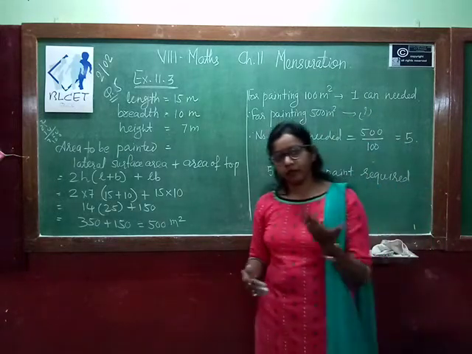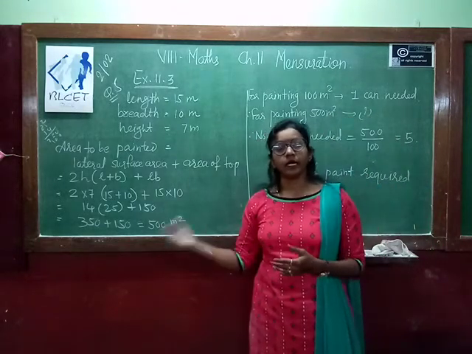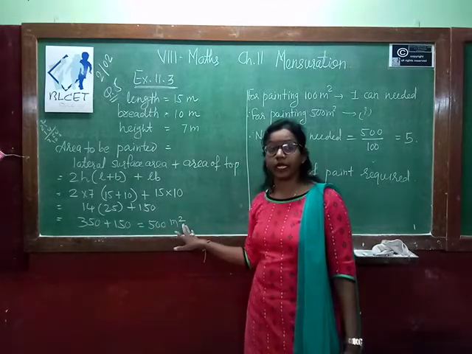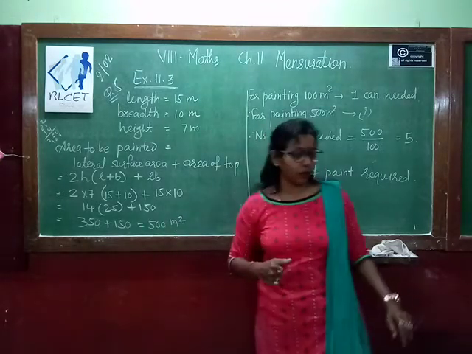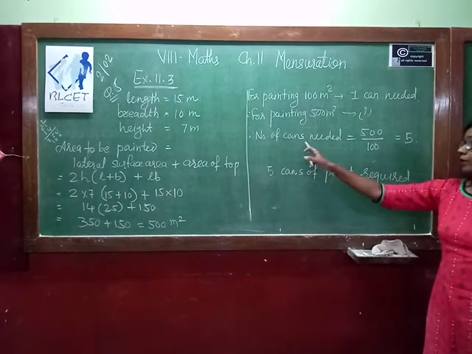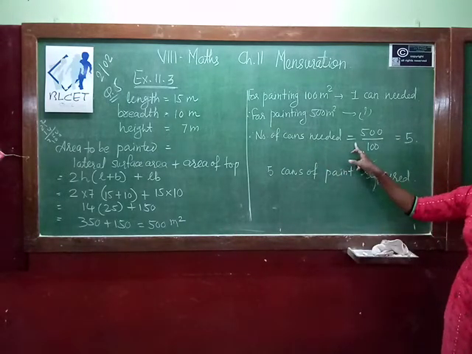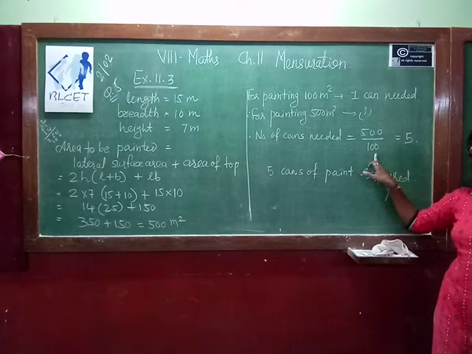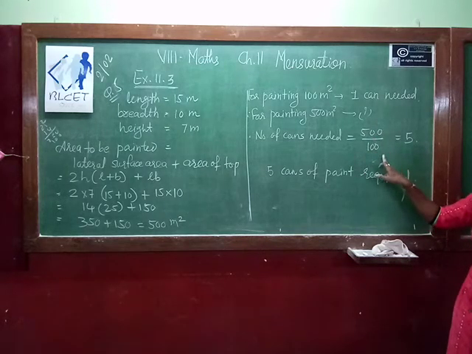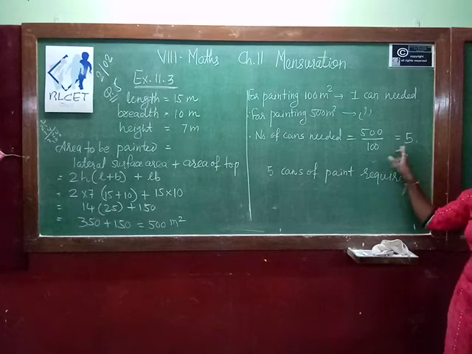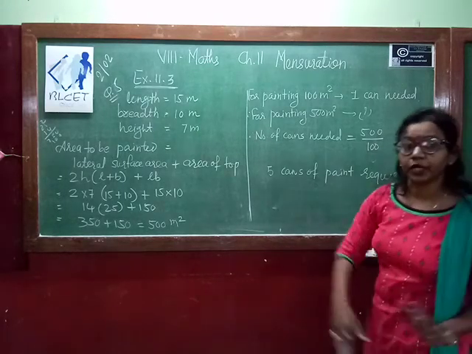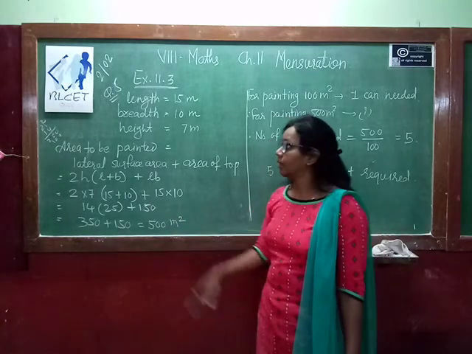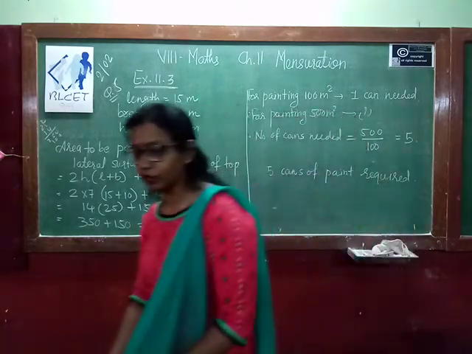Now from one can you can paint 100 meter square area. So to paint 500 meter square area, how many cans of paint do we require? So what we can do? Number of cans needed is equal to total area 500 divided by area painted from one can, that is 100. So 500 divided by 100 we will get the answer 5. So 5 cans of paint are required to paint 500 meter square area. This is all about your question number 5. Move on to the next question.